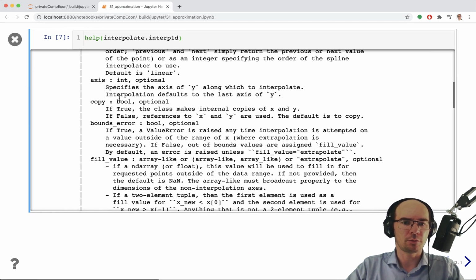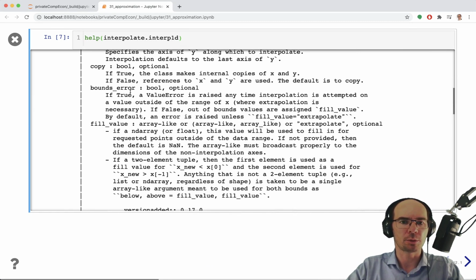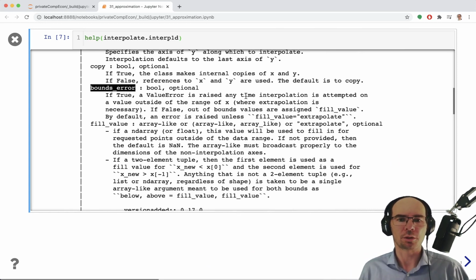Now, various technical arguments, and this is the important one, bounds_error. So if true, a ValueError is raised when extrapolation is attempted.